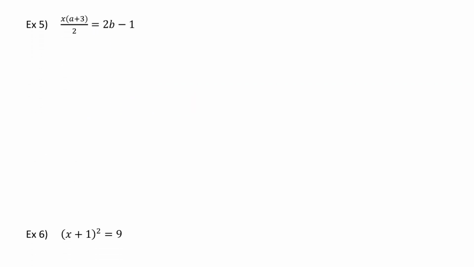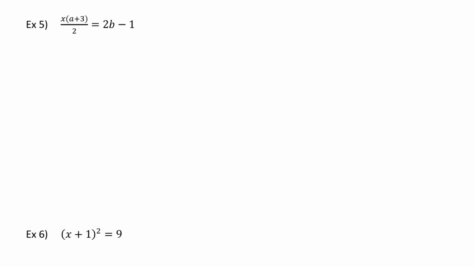Here's something a bit different. In this case here, we can still solve for x. However, our final answer will not be just a number. Notice there's an a and a b variable in there. But we can still use the same properties to solve for this.